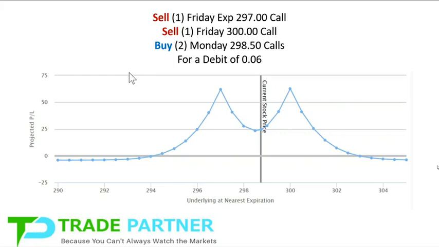When and how do you exit this butterfly trade? It'll be exited on Friday. Or I can place a target on it, and just exit the whole thing on Friday.